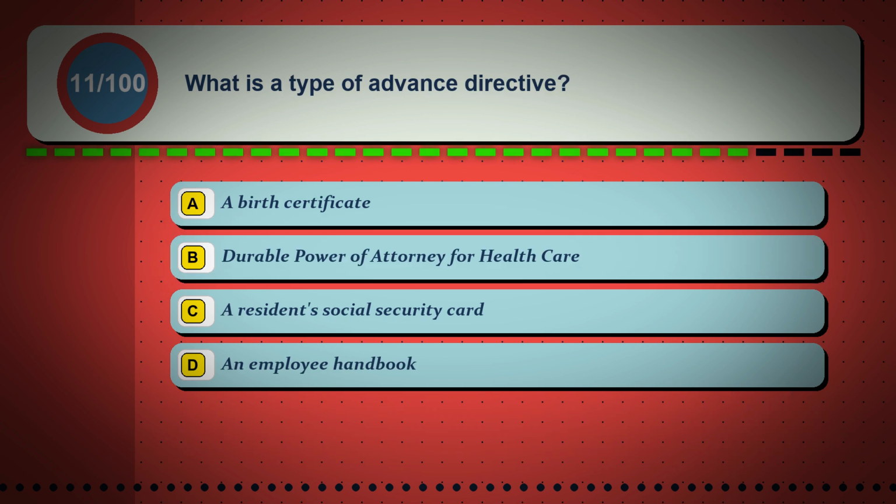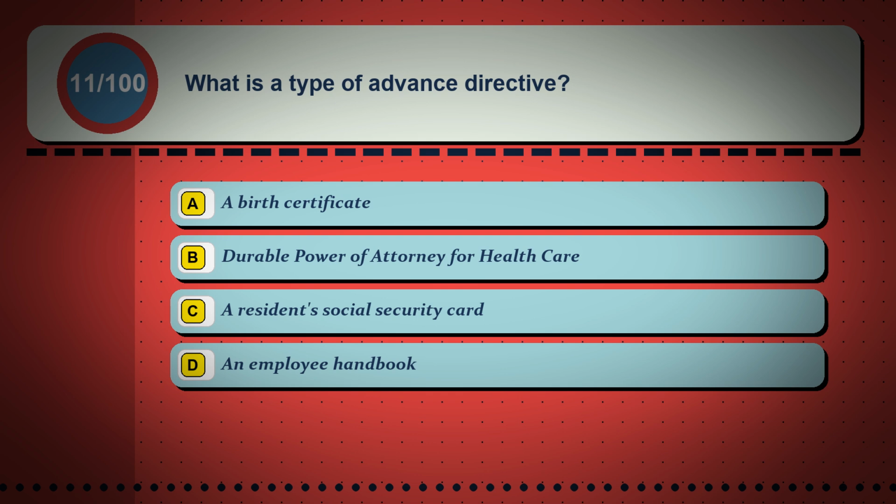Question 11. What is a type of advance directive? Option A, a birth certificate. Option B, durable power of attorney for healthcare. Option C, a resident's social security card. Option D, an employee handbook.